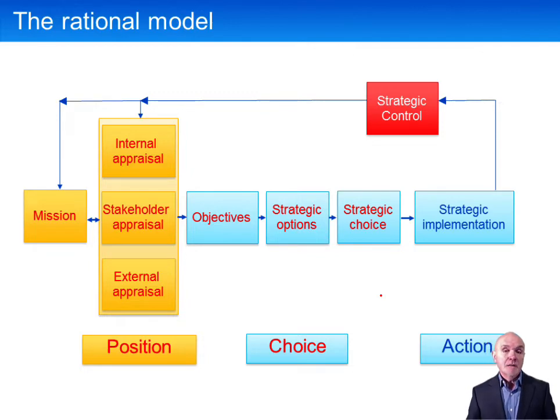This rational planning model is something like what you'd have seen in P3. It divides strategic planning into three phases. There is, first of all, what's in yellow here, which is called the strategic position. This is basically gathering information. There is external information, internal information.